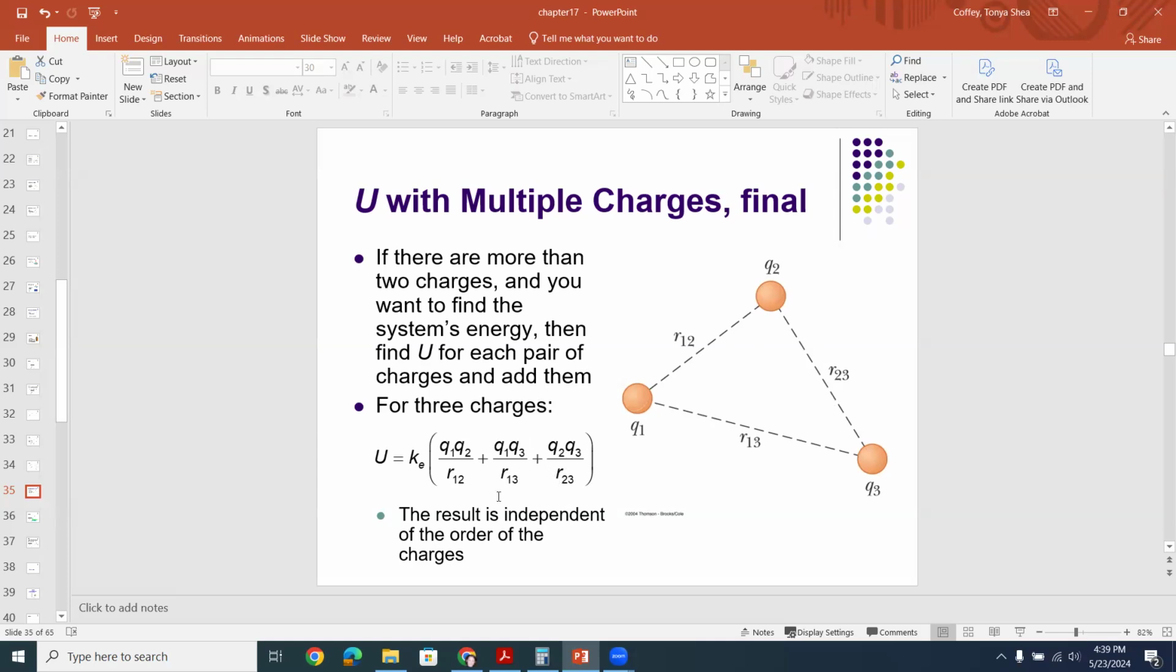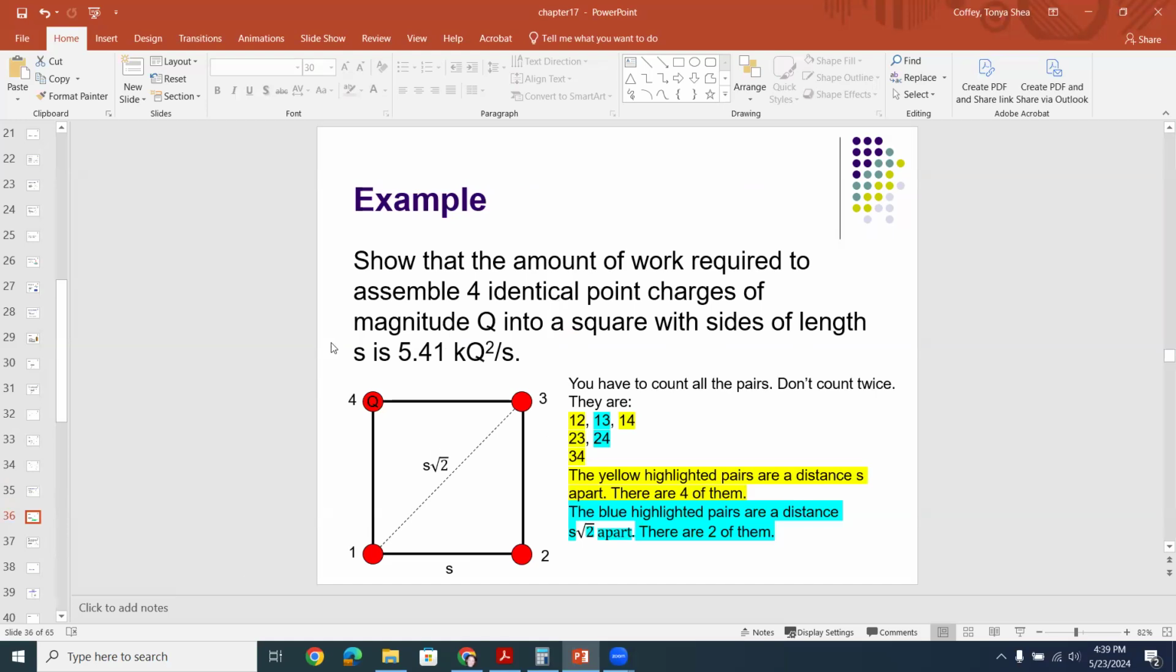Do that sum. And this is, of course, going to be the same no matter what order you add them in. So let's do an example problem for that to finish up. Show that the amount of work required to assemble 4 identical point charges of magnitude Q, so they all have the same magnitude, into a square with sides of length S, so this is S on all sides here, is 5.41 kQ squared over S.